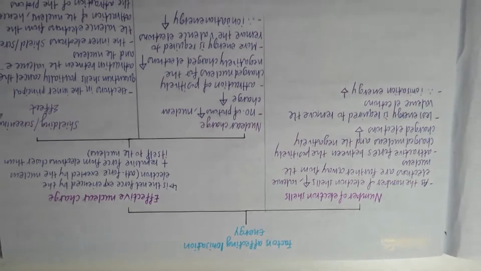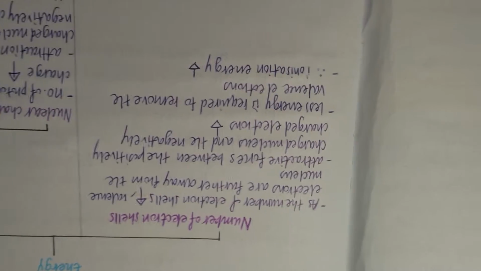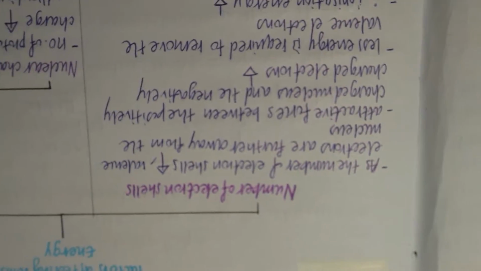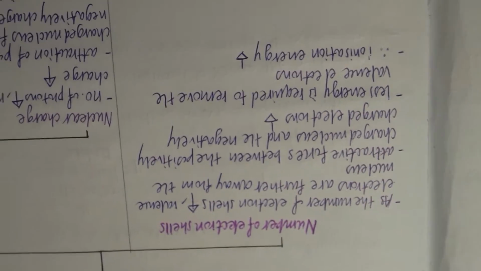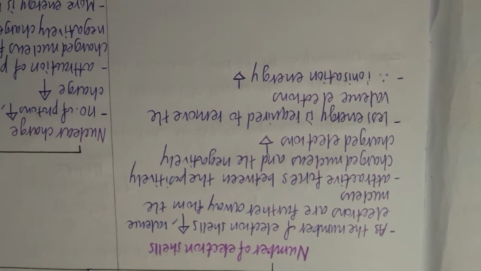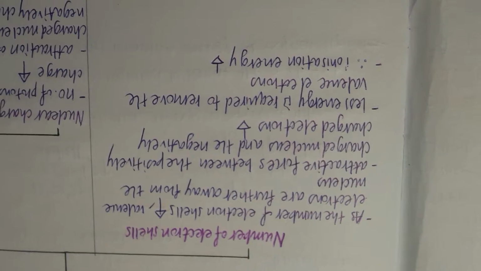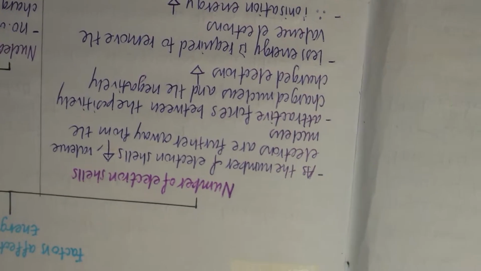Okay, so now the last point is the ionization energy, which is affected by the number of electron shells and the effective nuclear charge. The number of electron shells matters because as you go down the group, the number of electron shells increases. So this increases the atomic radius. The valence electrons are now further away from the nucleus, and the attractive forces between the positively charged nucleus and the negatively charged electrons will decrease. Less energy is required to remove the valence electron, and hence the ionization energy will decrease.